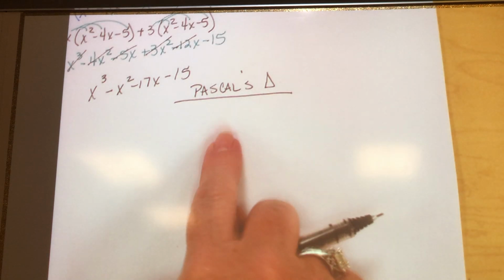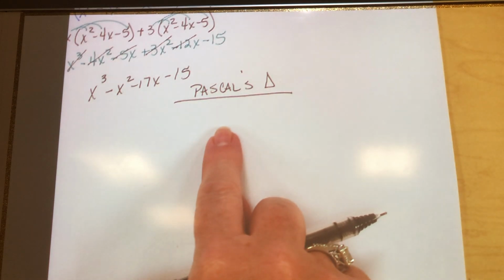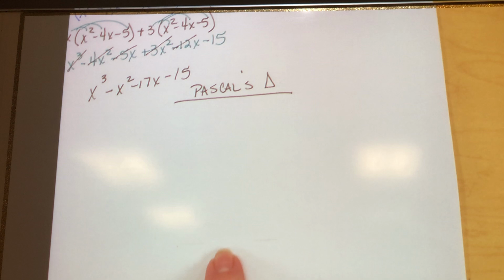And he used this thing that he calls Pascal's triangle. So you're going to have to know Pascal's triangle. Let me write it down here first, and then we'll see what happens.